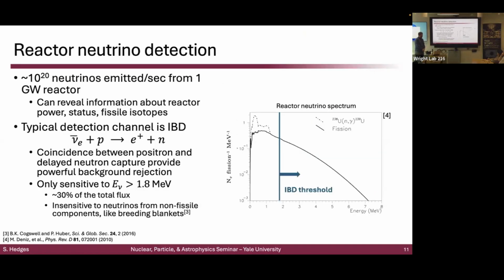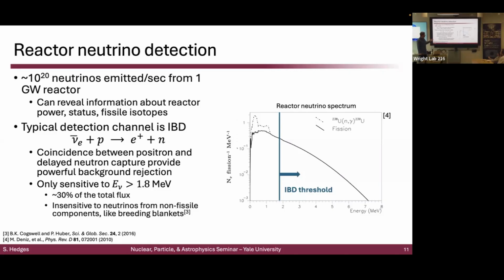Aside from dark matter, another application of nuclear recoils is reactor neutrino detection. So there are something like 10 to the 20th neutrinos emitted per second from a 1 gigawatt reactor. And if we can study these neutrinos, we can learn about the reactor power, the status of it, the different isotopes in the core that are fissioning. The typical way that we go after detecting reactor neutrinos is through inverse beta decay on hydrogen, which is shown here. We have an electron antineutrino interact with a proton, creating a positron and a neutron.